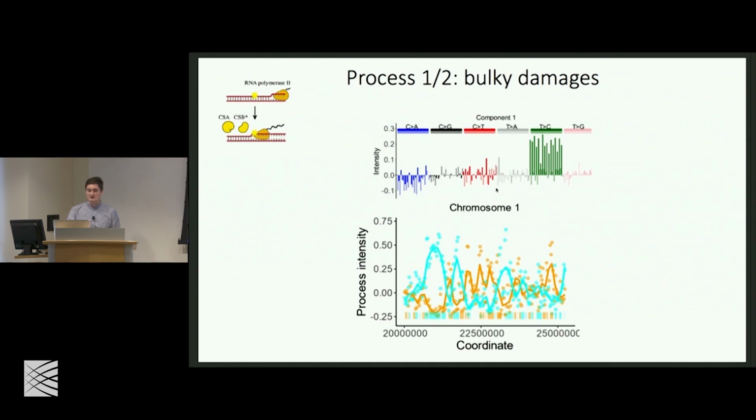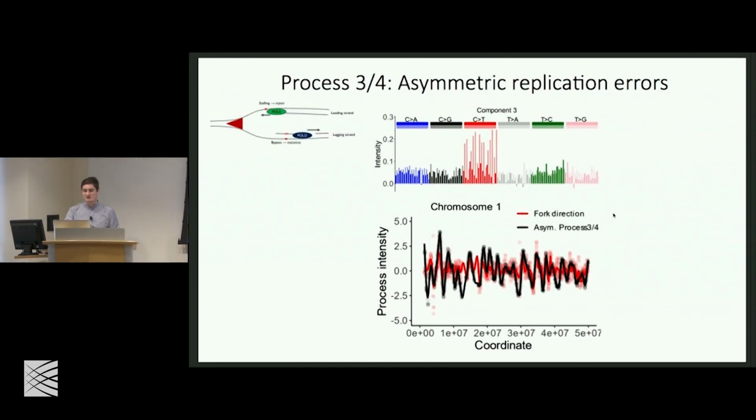And this is basically exactly the phenomenon that I described with transcription coupled repair. Well, transcription coupled repair is a part of the phenomenon that is process 1-2. The other process is actually asymmetric replication errors that we already just discussed.